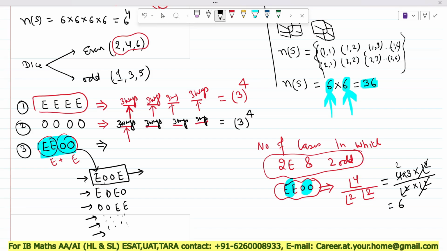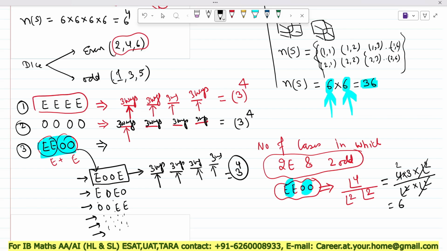In how many ways can this be achieved? This is even, odd, even, odd. Suppose we have these four places. This place can be filled in three ways, as I want an even number here. This place can again be filled in three ways, as I want an odd number here. Here also there will be three ways, and here also three ways. So in total it should have 3 raised to power 4 ways, isn't it?